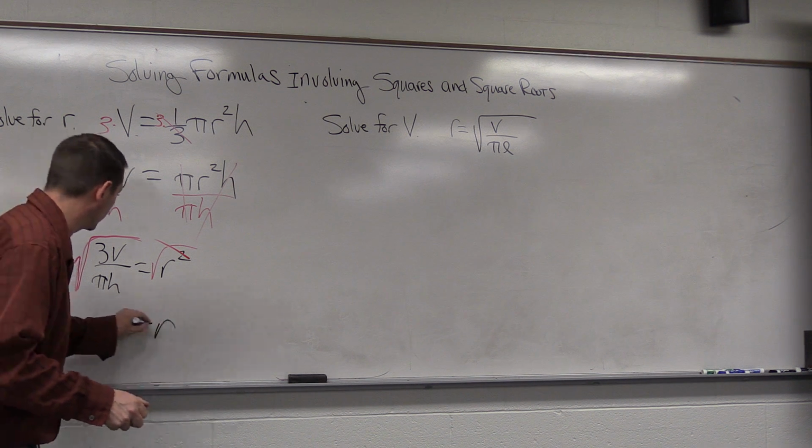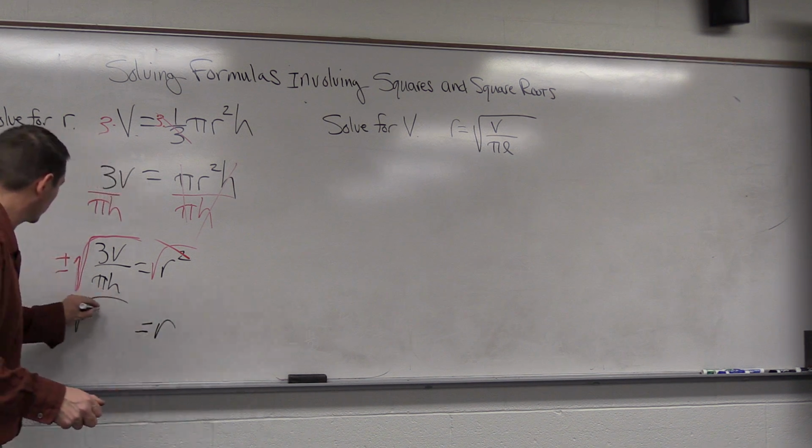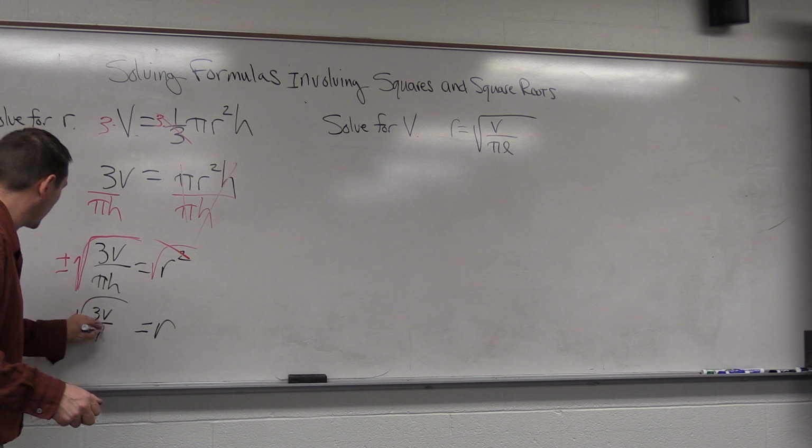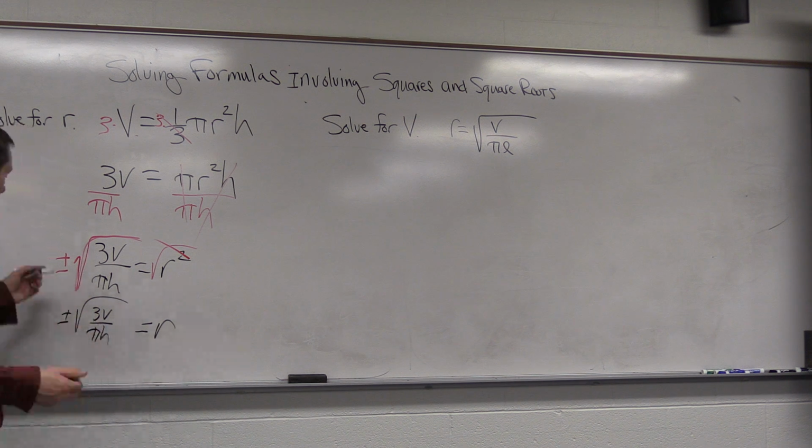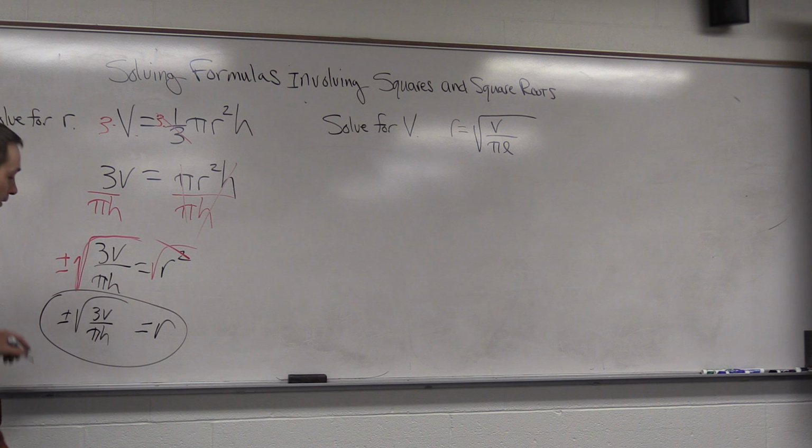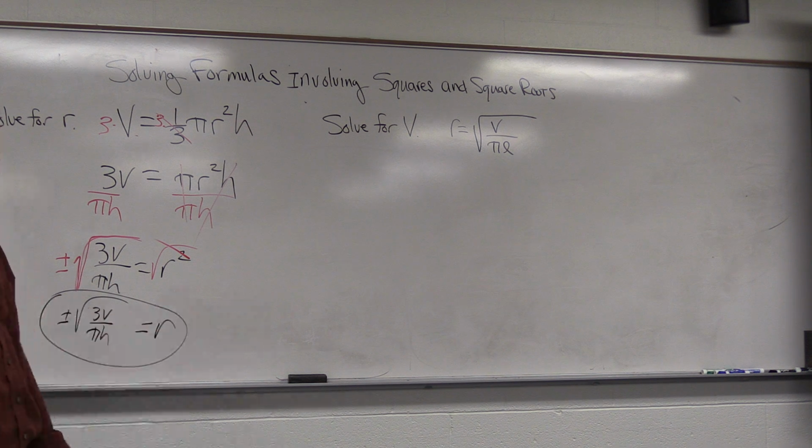So r is actually going to equal the square root of 3v all over pi h, but assuming we didn't know what that formula represented, I would use my plus minus. I would throw away the negative, like I said, because you couldn't have a negative radius. But that would be my answer for that one.